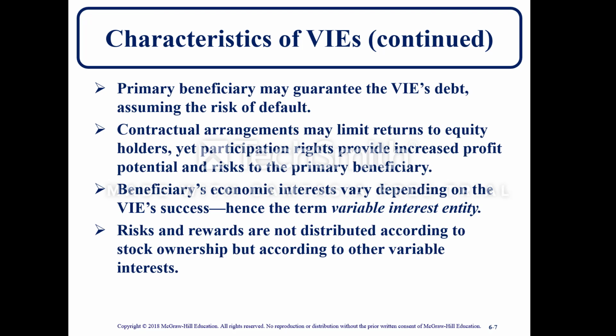Primary beneficiaries may guarantee the VIE's debt, assuming the risk of default. Contractual arrangements may limit returns to equity holders, yet participation rights provide increased profit potential and risk to the primary beneficiary. Beneficiaries' economic interests vary depending on the VIE's success, hence the term variable interest entity. So risks and rewards are not distributed according to the stock ownership, but according to the variable interest.